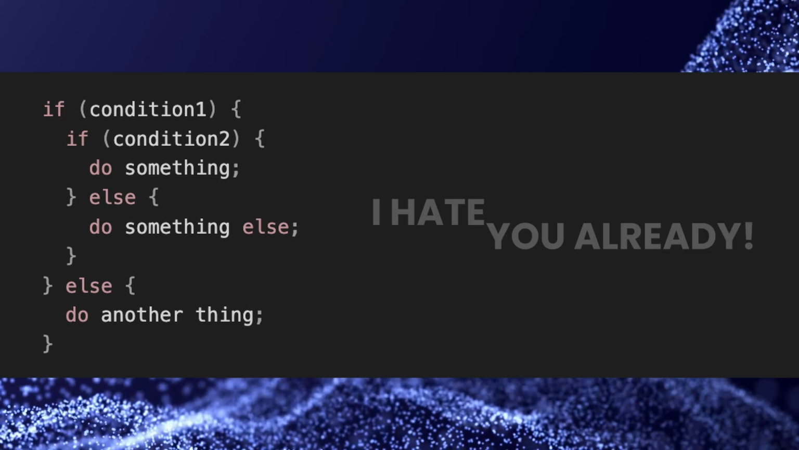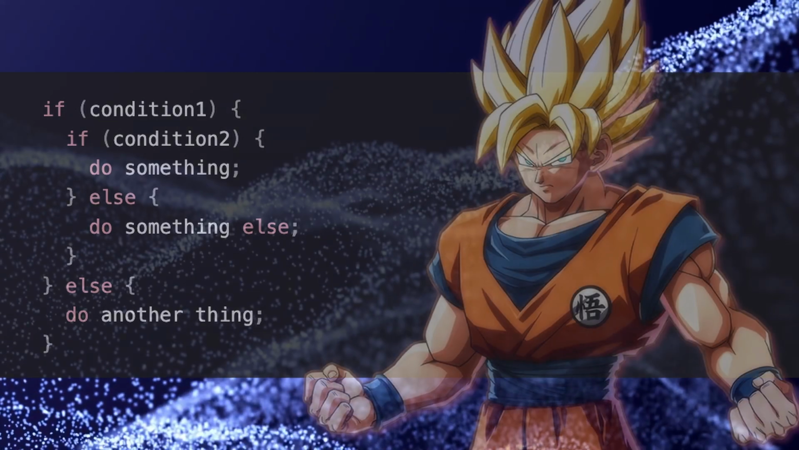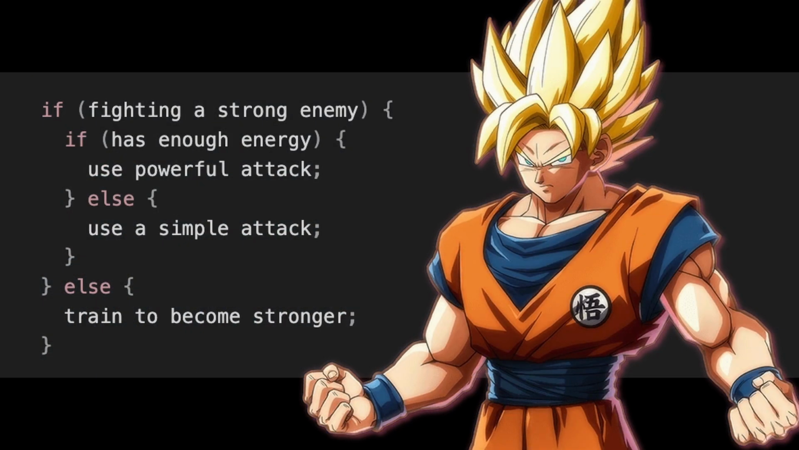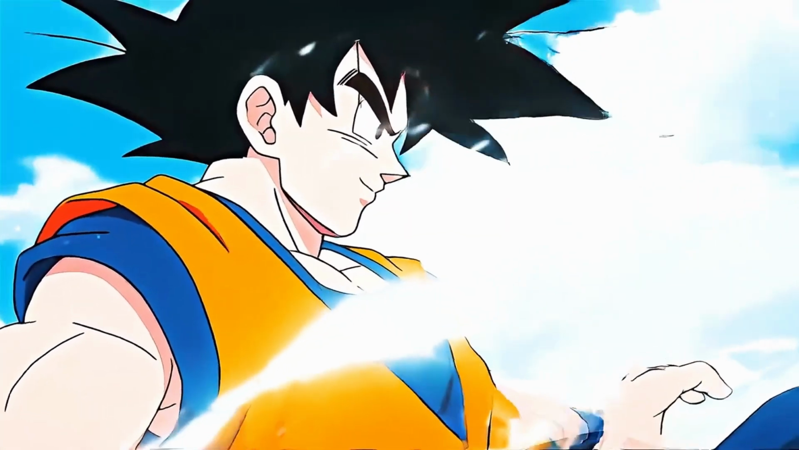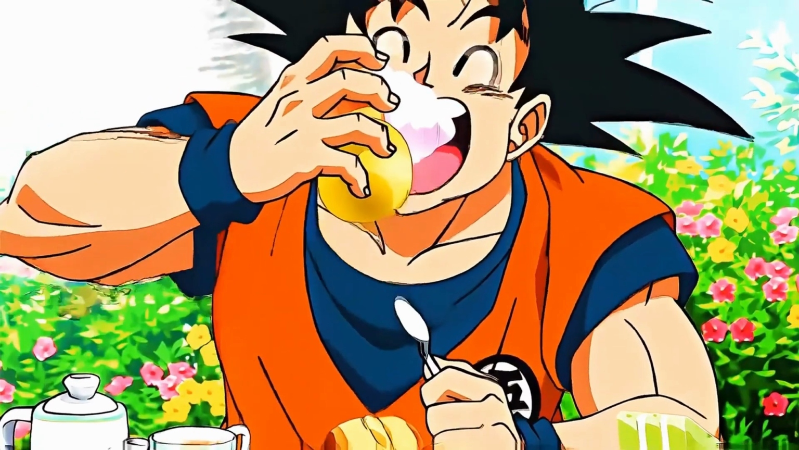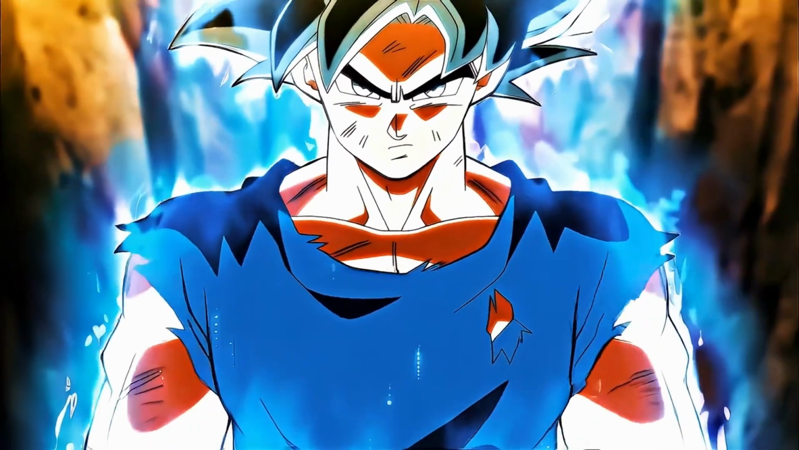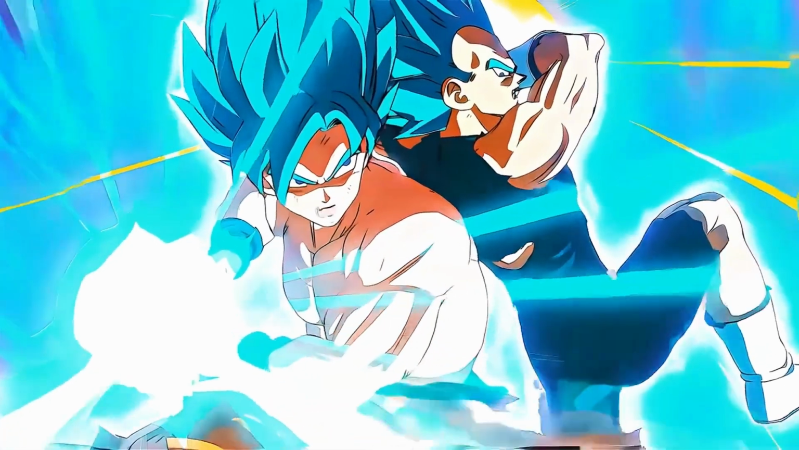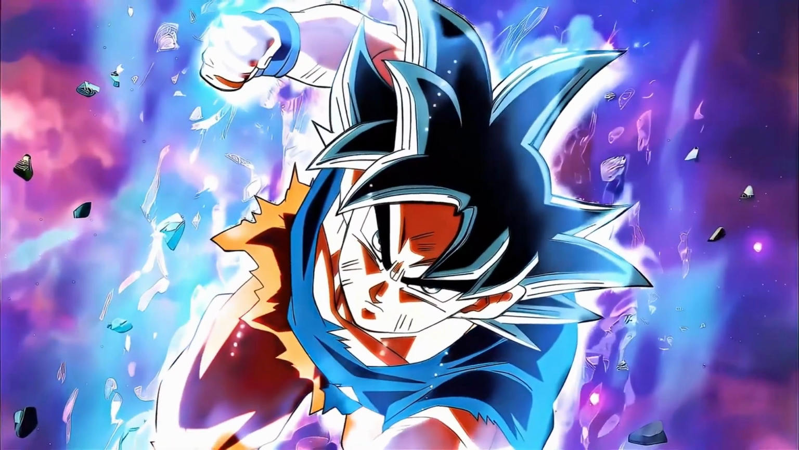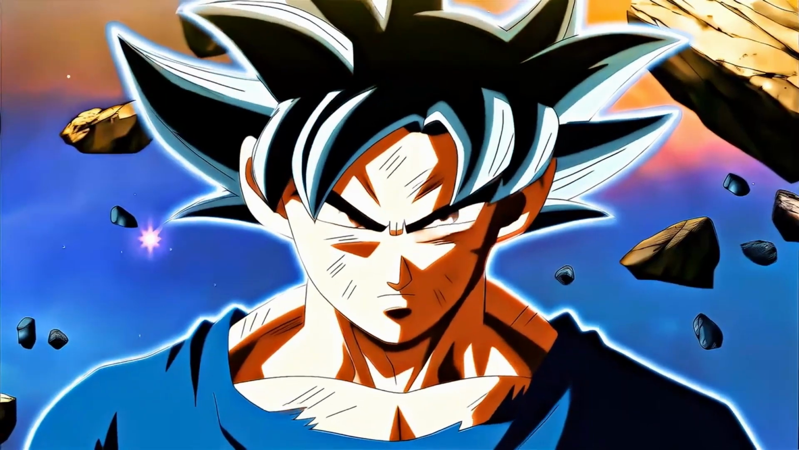So just imagine Goku was thinking like this: if fighting a strong enemy, if the enemy has energy, use a powerful attack, else use a simple attack, and else, train to become stronger. So, got it, right? Goku chooses different actions based on the enemy's strength and his energy levels. So it's like choosing what to play based on both the weather and the time of the day.